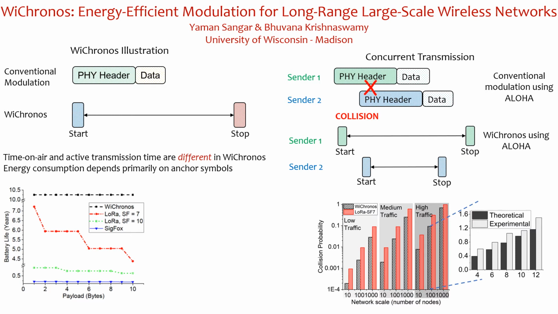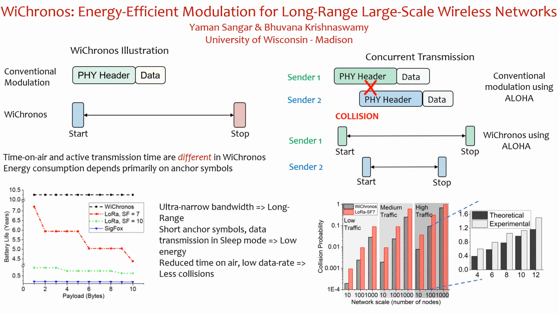The theoretical results are an approximation for a large-scale network, and we expect the experimental results to match these theoretical ones for larger networks. But to recap, WiChronos operates on an ultra-narrow bandwidth for better signal-to-noise ratio and hence gives us an enhanced range. Short anchor symbols and active data transmission in sleep mode help in saving power. Reduced time on air and low data rate enhance the collision performance.